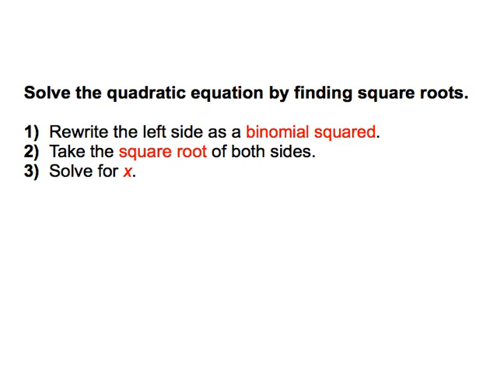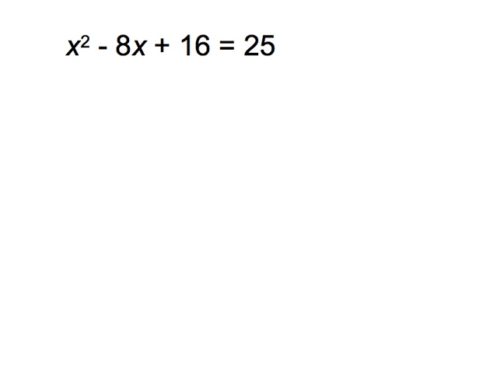First part of section 4.7, completing the square. To start out with, go ahead and pause and write down some of the steps for solving quadratic equations by finding square roots. The first one, we're going to keep it the way it is, and I'm going to write it as a binomial squared.